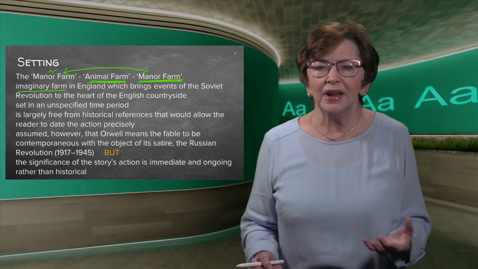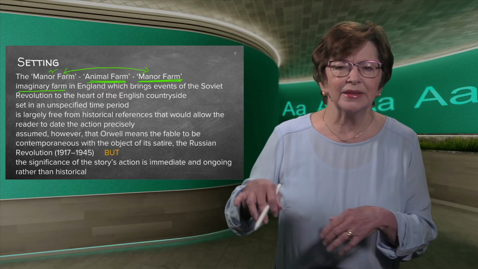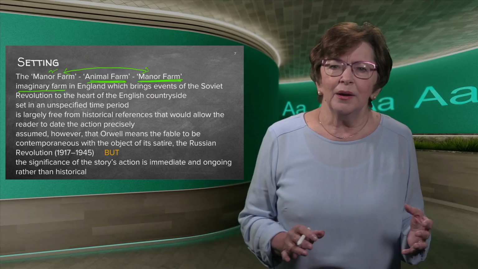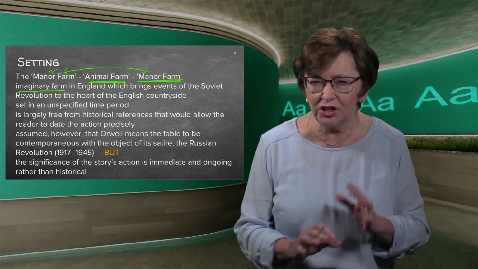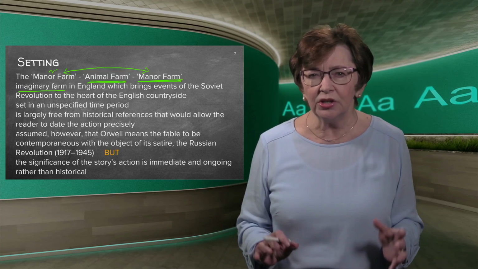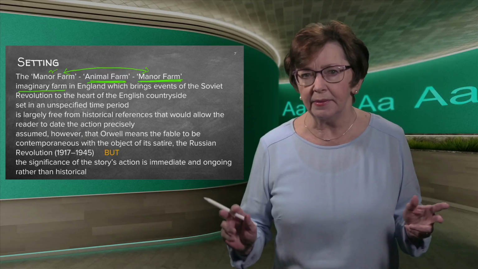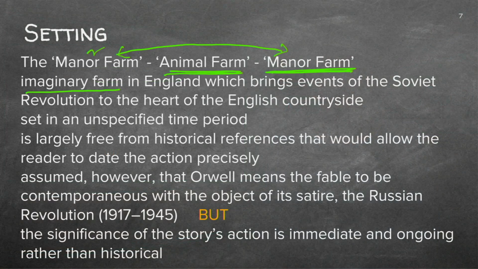He also uses the name Napoleon that has a French ring to it. But can you see how he just sort of plays with the reader and gets the reader to think a little bit, why this name, right? So he brings the events that happened during the Soviet Revolution to the heart of the English countryside. So it's the English countryside.